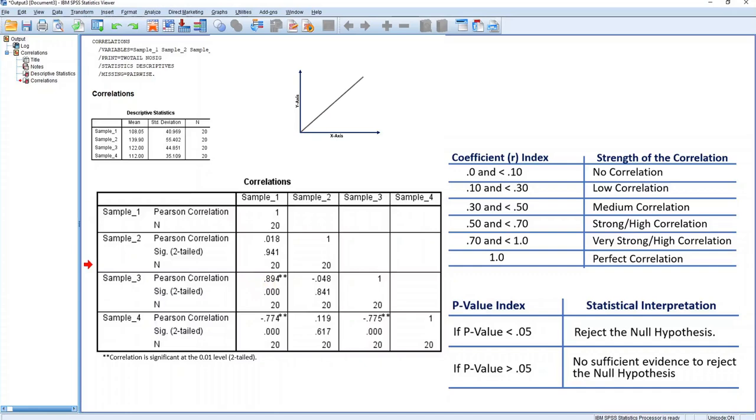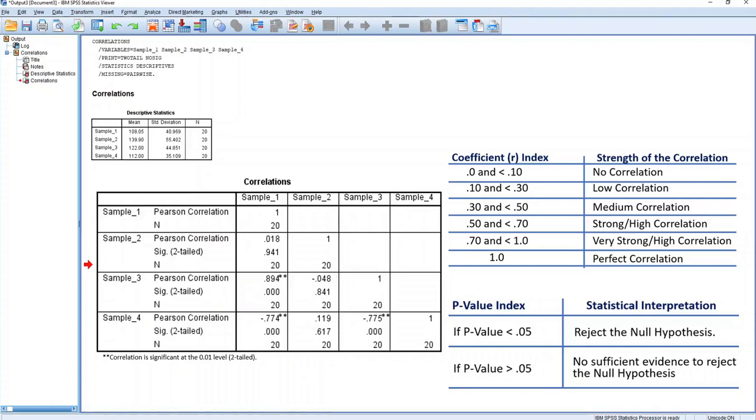increasing pattern. The double asterisk mark standing as superscript to the coefficient showed that the correlation is significant even at 0.01. This is defined below the table. Accordingly, the p-value is 0.000, which is less than 0.05. From the p-value index table, this means that we have sufficient evidence to reject the null hypothesis because the correlation coefficient differs significantly from 0. Therefore, there is a linear relationship between sample 3 and sample 1.